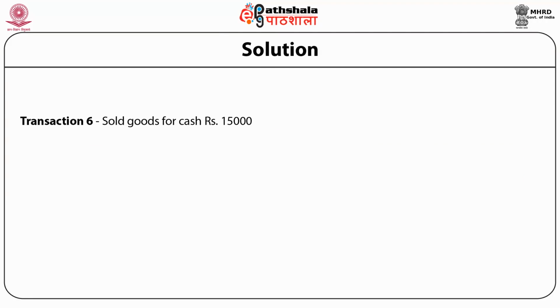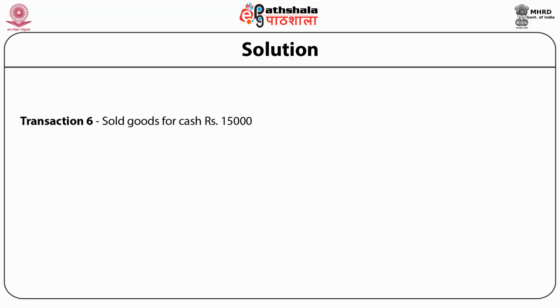Transaction 6, sold goods for cash, rupees 15,000. Identifying the two accounts, one is goods, another is cash. Both accounts are related with the real group. Goods also related with the real, cash related with the real. So as per the rules of the real account, goods is going out and cash is incoming to the business.